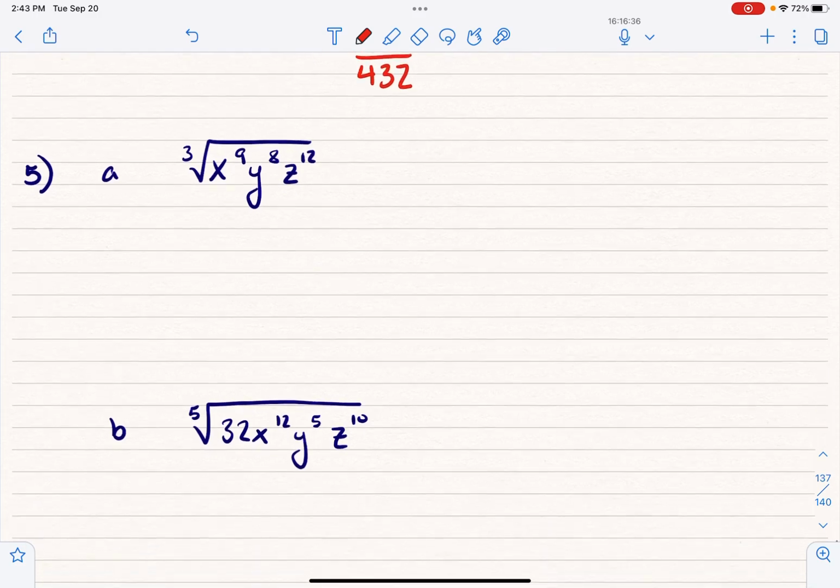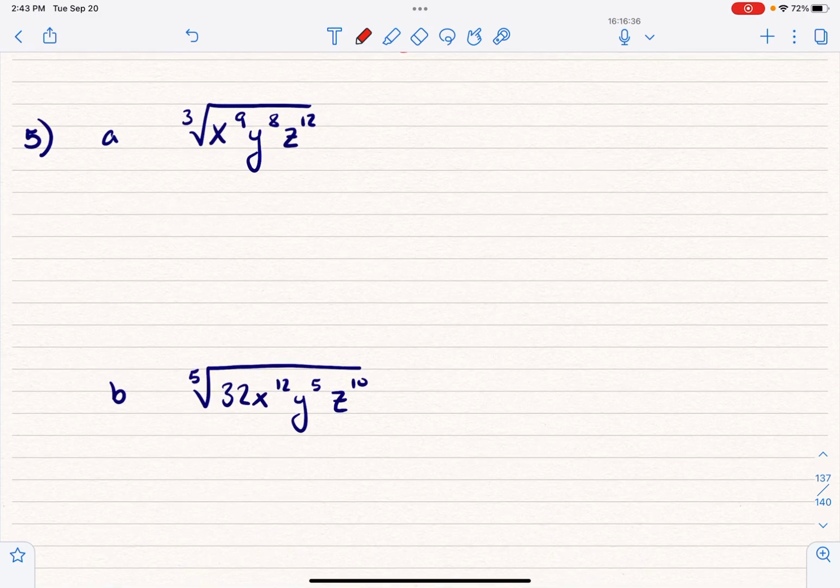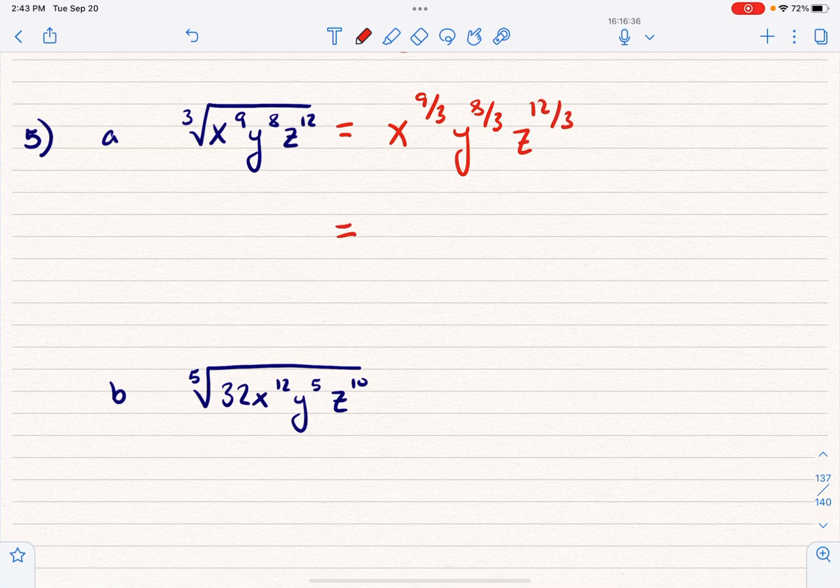All right. The next one, this is simple. It says write them as rational exponents. Remember, the word rational means fractions. And so I literally just have to say x to the 9/3, y to the 8/3, z to the 12/3. And then my job would be to simplify if anything does. 9 over 3 is 3. 8/3 does not simplify. 12/3 is 4. And there you have it.